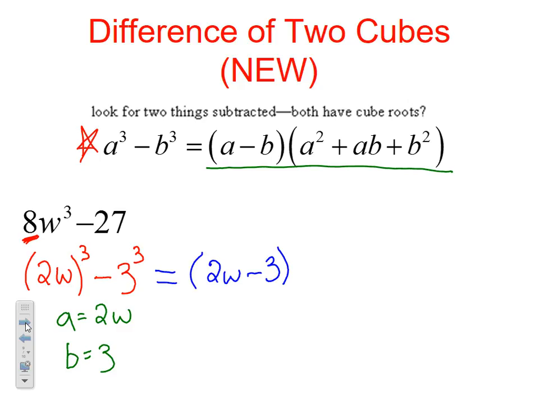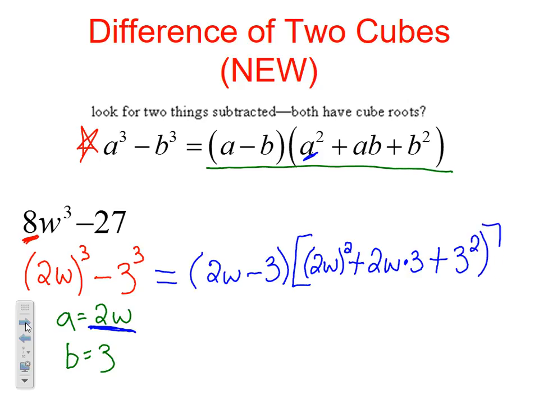Now here, the second part, I'm going to start off in a bracket because I have to have a squared. But my a now, you guys, is two things. It's 2w. So this has to be in parentheses, 2w squared. Then I have plus a times b, so I have 2w times 3, plus my b squared, so I have 3 squared. Once I'm done here, I'm going to break this apart and I'm going to simplify it.